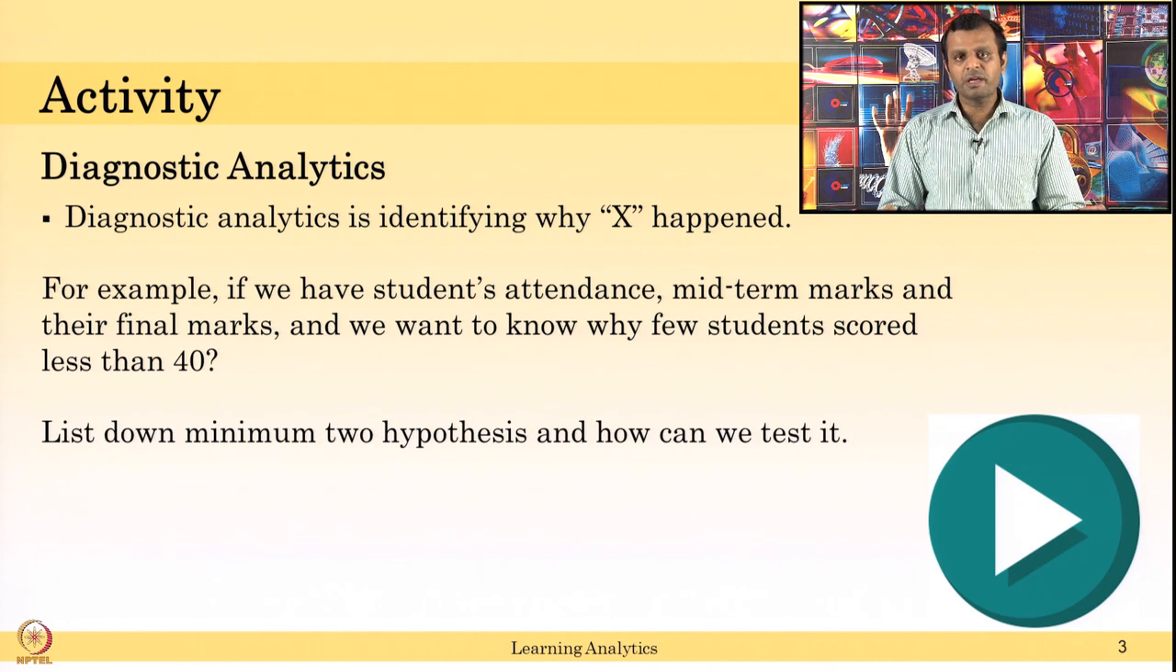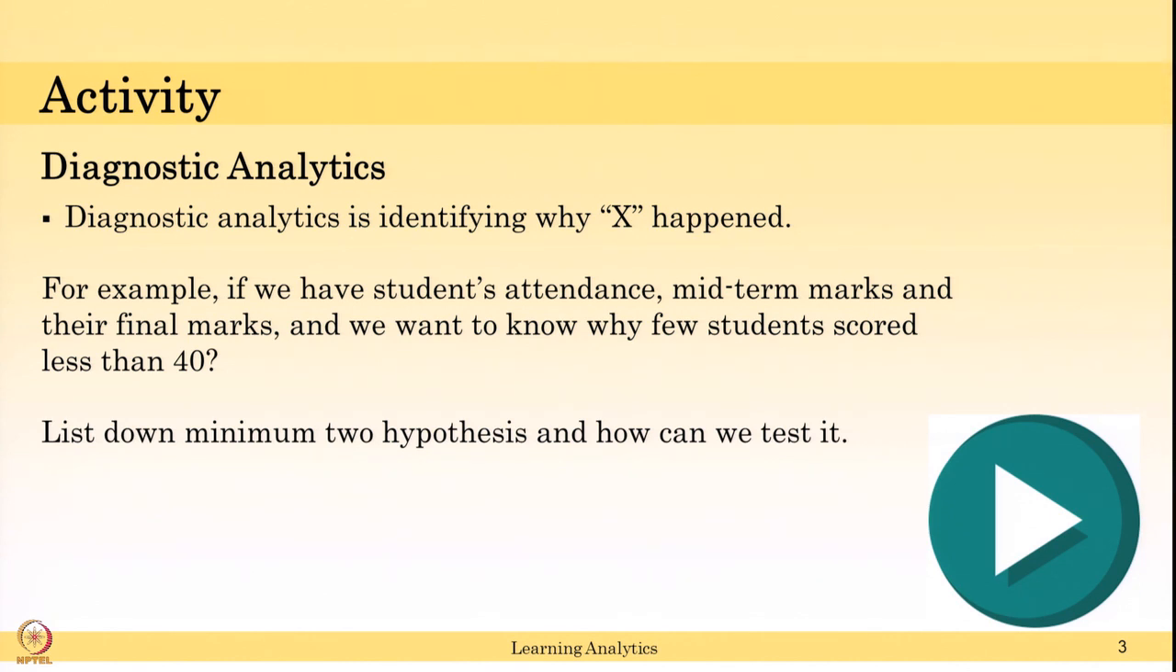So, list down based on your experience why it might have happened. Consider you have only this data, midterm marks and attendance. Can you create a hypothesis from this data? And if you have a hypothesis, how would you test it? What techniques would you use to test whether your hypothesis is right or wrong? Consider you have 1000 students' data, or 60 students' data, the number is up to your choice. You have x1 and x2, and you want to identify the hypothesis, the relation between x1, x2 and y1, and also come up with a methodology to test it. Please resume the video after you list down your answers.